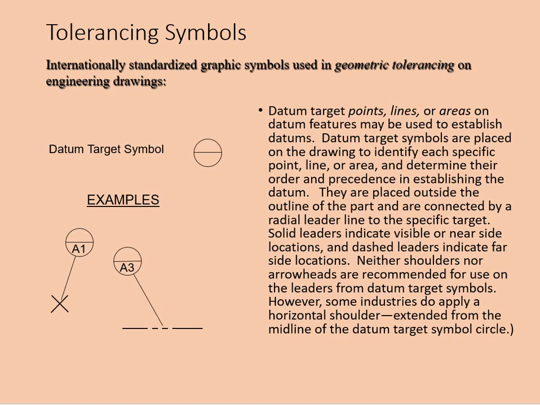This one is called the datum target symbol, with a circle and a diameter line right across the center, and of course we put the alphabet and number, A1 and A3. That's your datum target symbol.